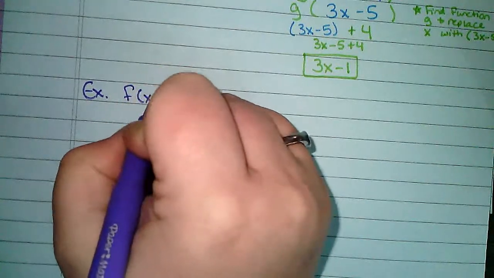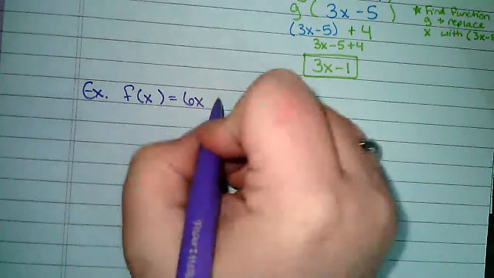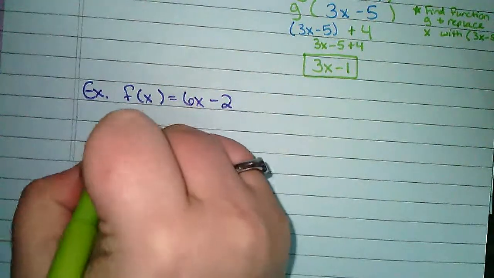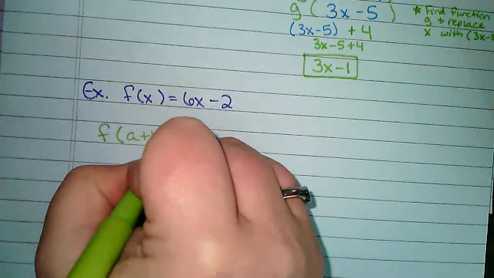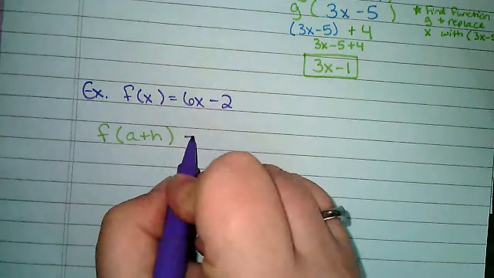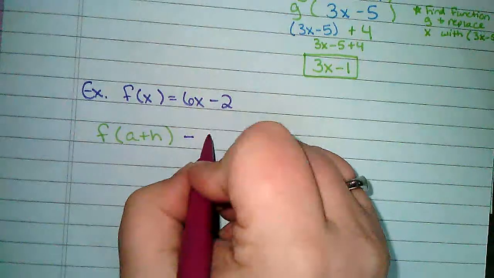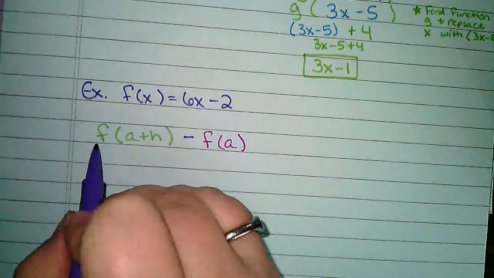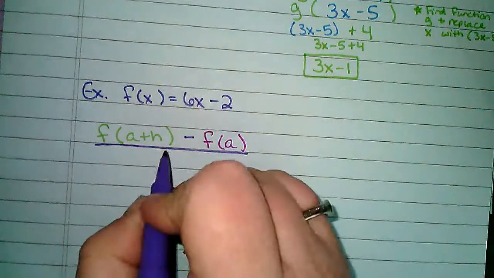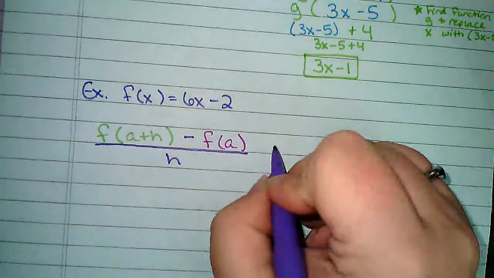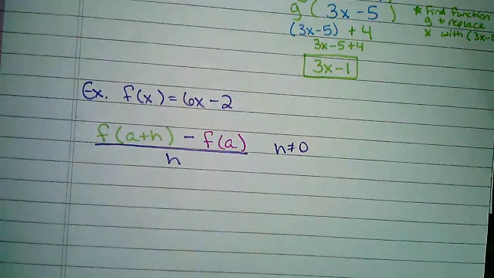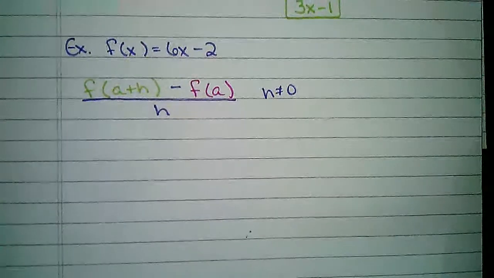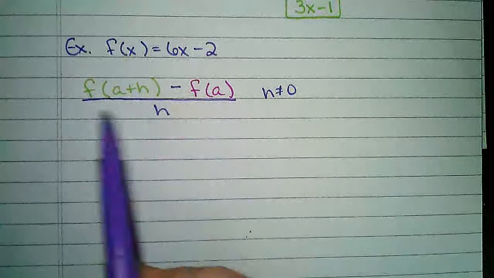If I have f of x equals 6x minus 2, and I need to find f of a plus h minus f of a, all divided by h, when h does not equal 0. So this is one of those application things that we will have applications for. So we need to work this function.